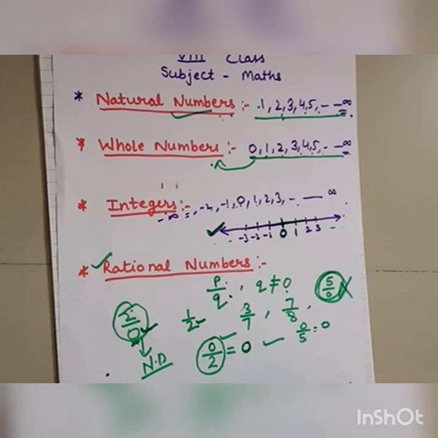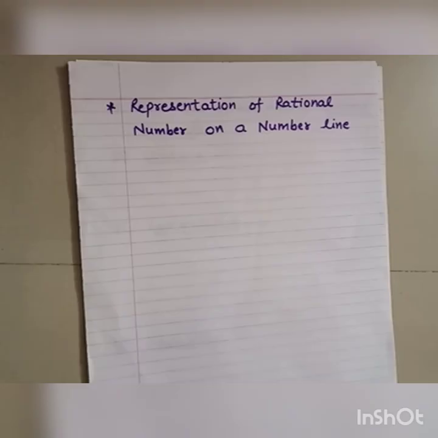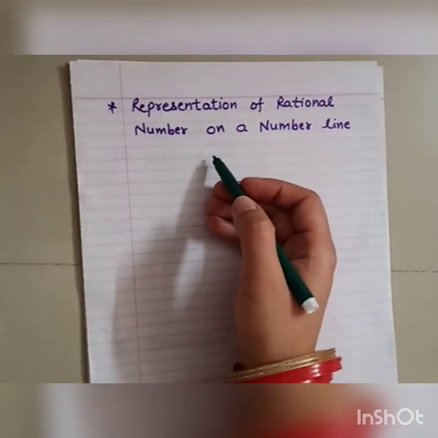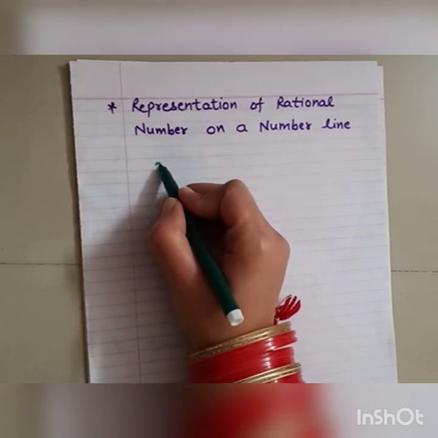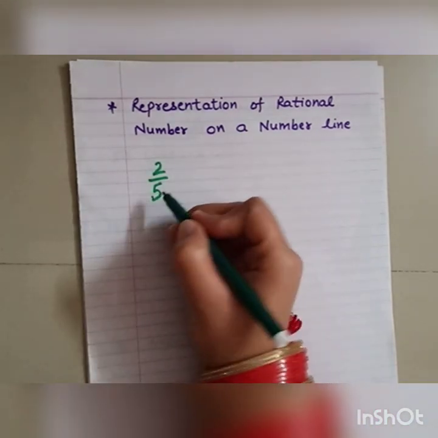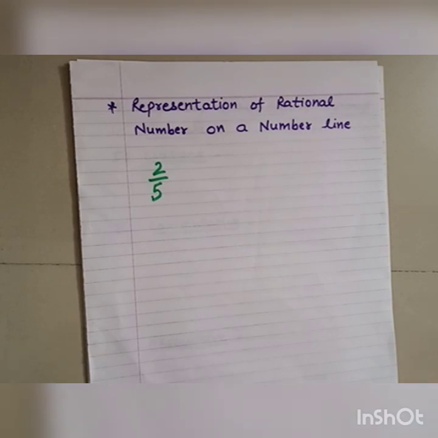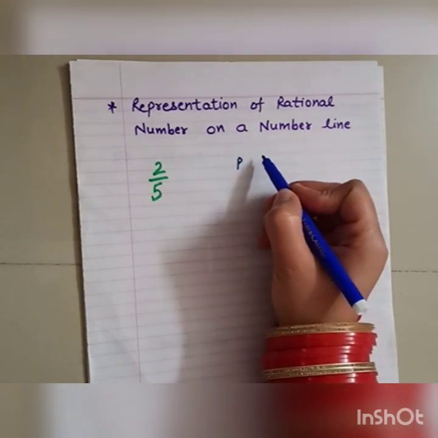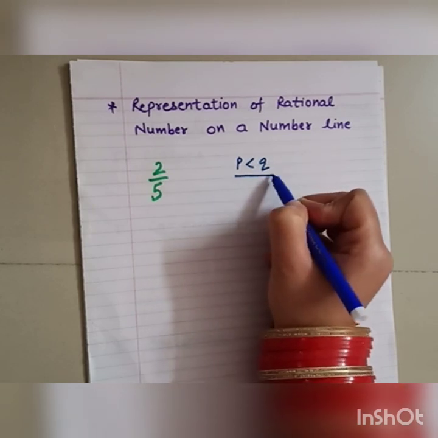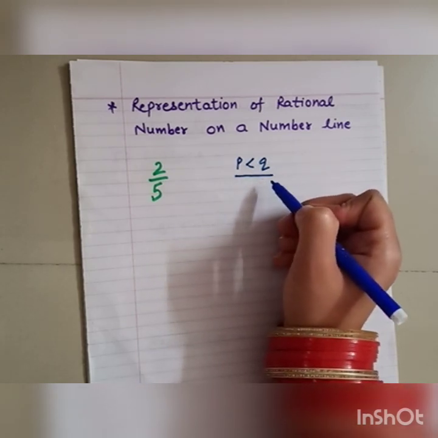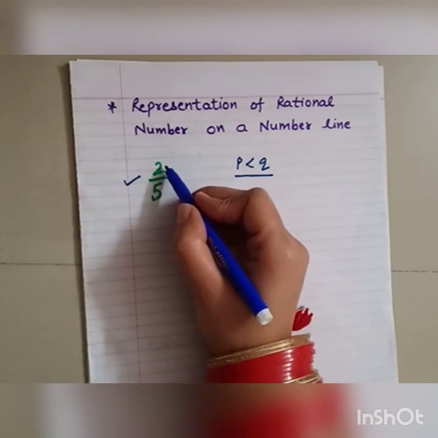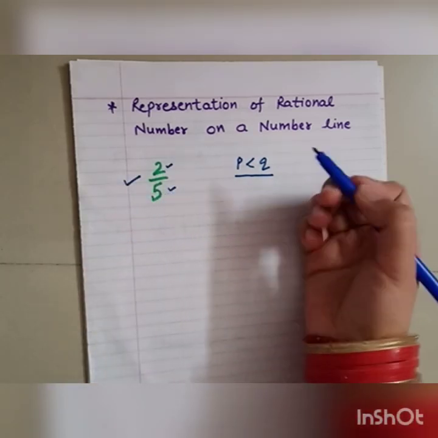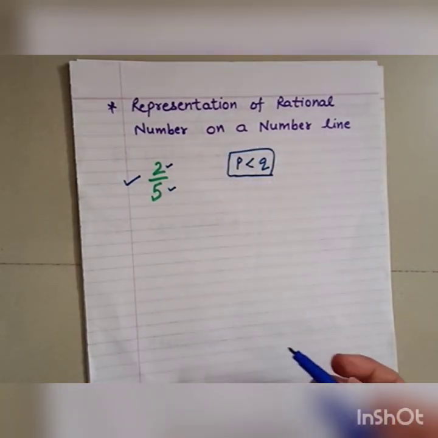Now, how to represent a rational number on a number line? Representation of rational numbers on a number line. See one example of how we can represent a rational number on a number line. We take one example, 2 by 5, and two conditions are there. We solve them one by one. First is when the value of p, the numerator, is less than q. In this example, the numerator value is less than the denominator, so it satisfies this condition. So how can we represent it?